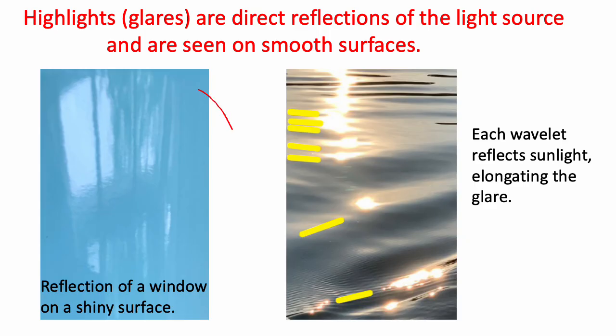Highlights are direct reflections of the light source. If the source is a window, we see that window on the surface as shown in this mug. If the source is the sun, then we see a reflection of the sun on the water. In calm water, you would only see one reflection, but in this image, each wavelet reflects light to us like many tiny mirrors, elongating the glare. The highlights tell us how smooth the surfaces are.